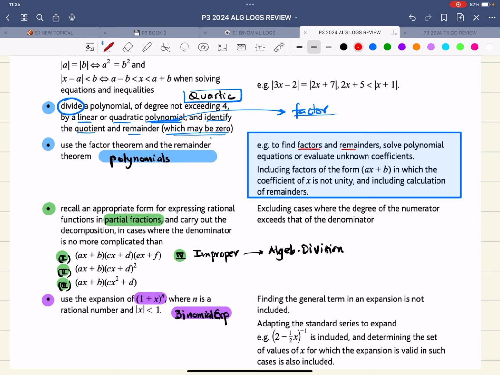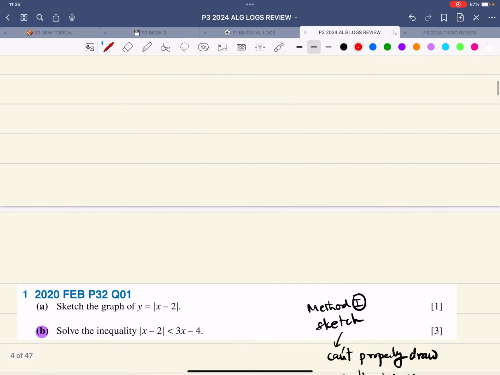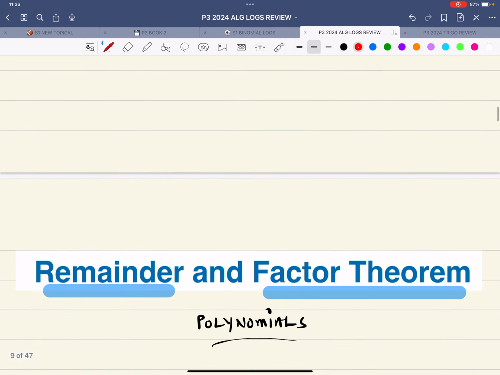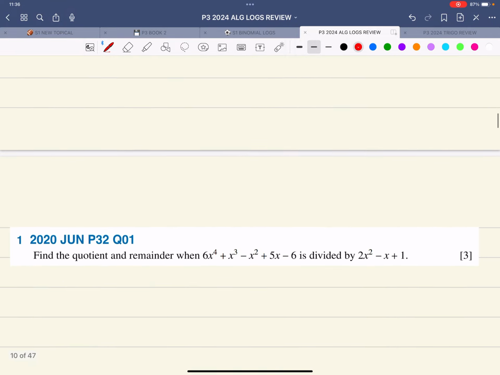Example: to find factors and remainders, solve polynomial equations, or evaluate unknown coefficients, including factors of the form ax plus b. That means the factor could be x minus 2, the factor could be 3x plus 2, and so on, and including calculation of remainders. So without further ado, let's look at this. And this PDF, the working that you're seeing, is for video number 1. So those of you who have not yet seen that particular video, it's time that you go back and watch that one. So now we are starting with polynomials, and the focus is on remainder, factor theorem, and long division.